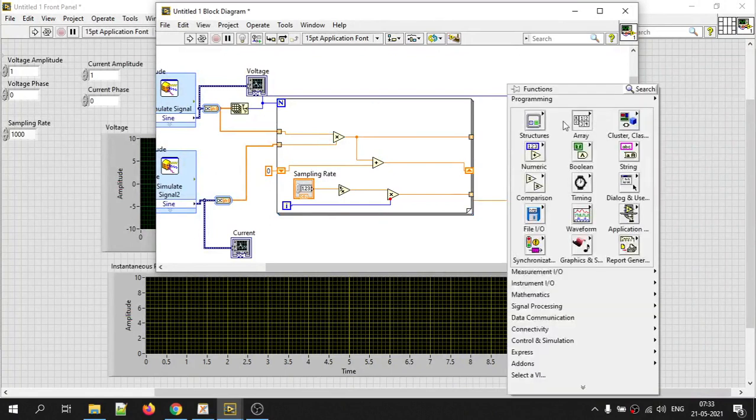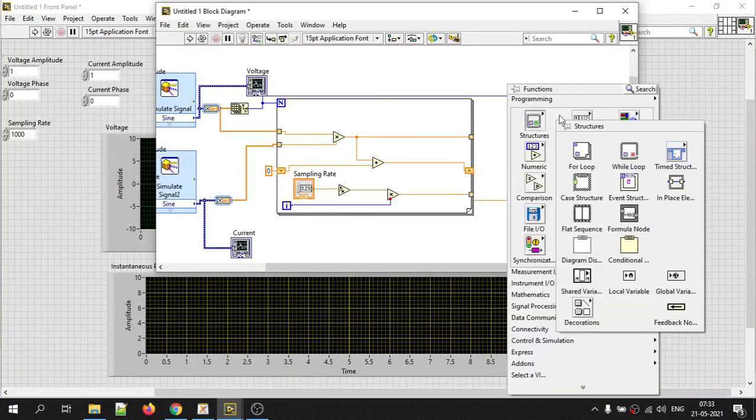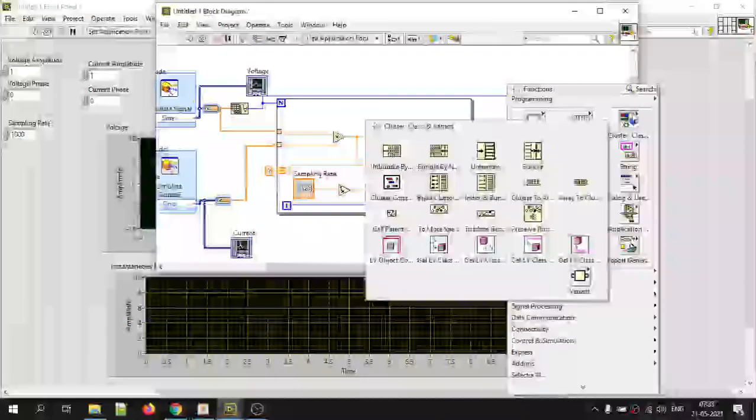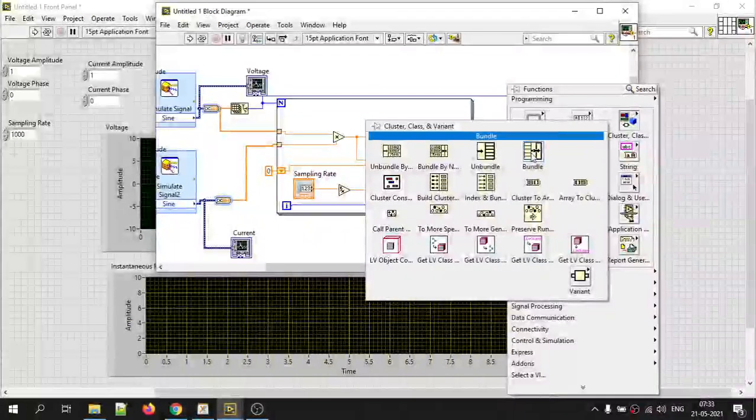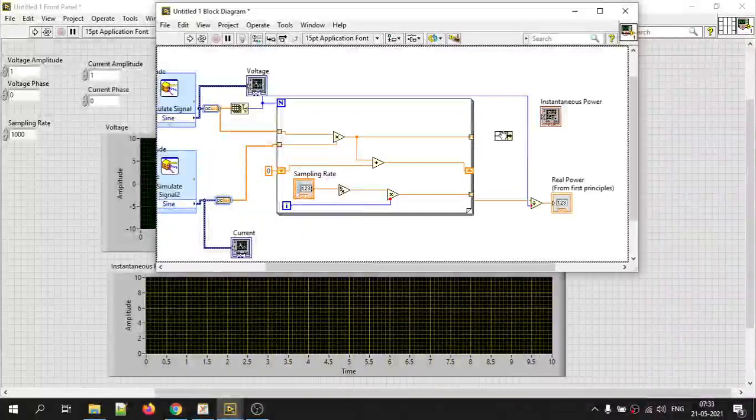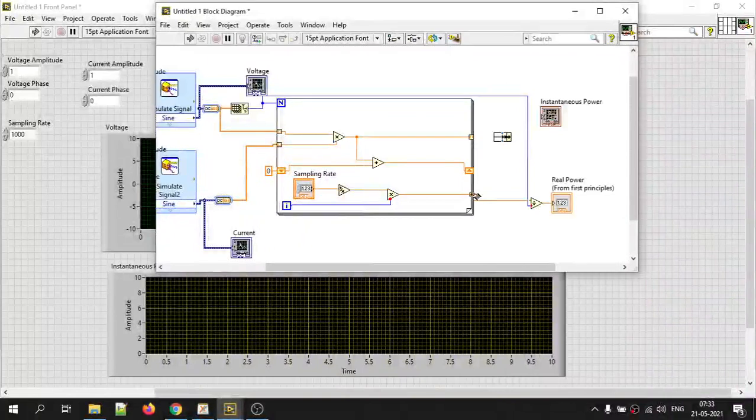The outputs of both the instantaneous power and this x-axis will be in the form of an array. In order to plot the XY graph, we need to create a bundle. Okay, right click, in the programming palette select the cluster class and choose bundle. Our x-axis is going to be the time series and the y-axis is our instantaneous power, connected to the graph.